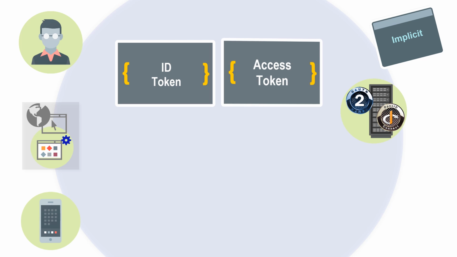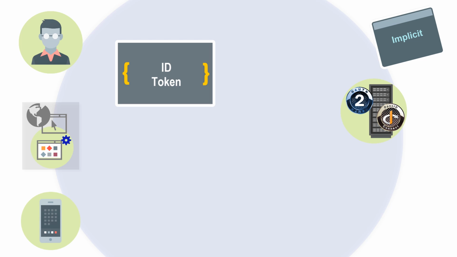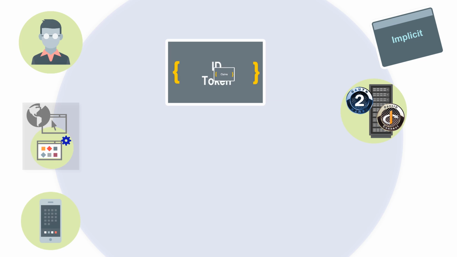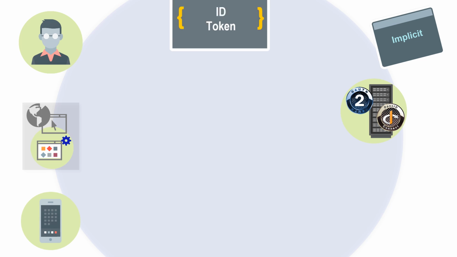The access token is used to request additional claims from the user info endpoint. In the ID token only scenario, the client application requests just an ID token and requests that any additional user claims are sent within the ID token itself. Let's first look at the ID token only scenario.